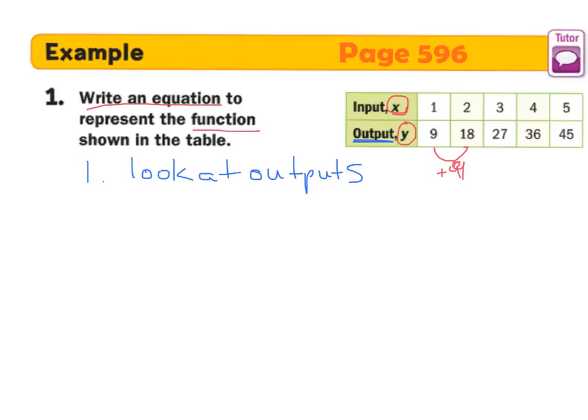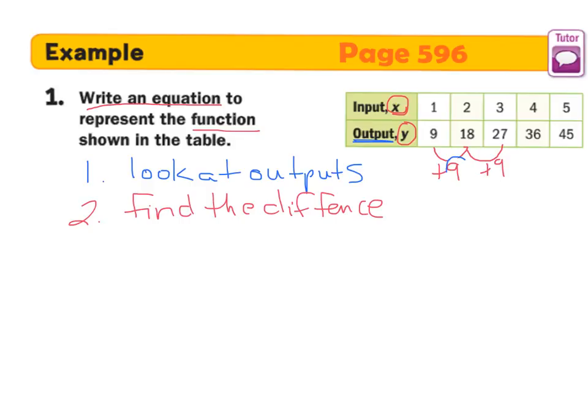Then you check the next one. Sorry, that one's really messy. Let's try that again. I can do that by adding 9. To get from 9 to 18, I'd add 9. Well, that's also true when I go from 18 to 27, I add 9. So step 2 is find the difference between the outputs. Okay? This difference then becomes our multiplier. So the difference is our multiplier.